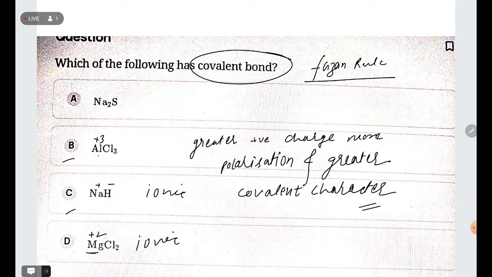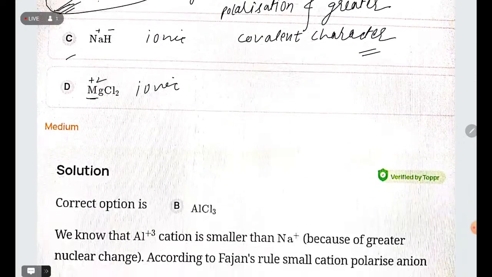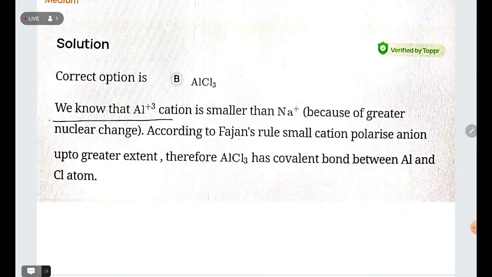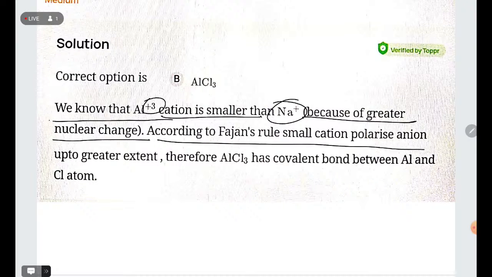Here it is plus 1. So there is more positive charge on the aluminum in case of AlCl3. So the required answer will be option B, student. Let us read out the slides. We know that Al3 plus cation is smaller than Na plus because of greater nuclear charge. According to Fajan's rule, a small cation polarizes anions to a greater extent. Therefore, AlCl3 has a covalent bond between aluminum and chlorine. So our answer will be option B, friend.